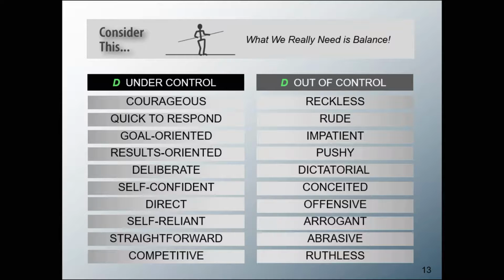So it is important, if you are in this personality, to recognize that. Use your strength in a balanced way. Use your strength in a controlled way.